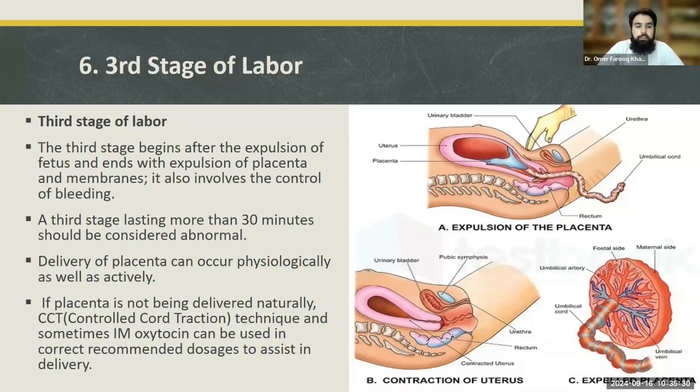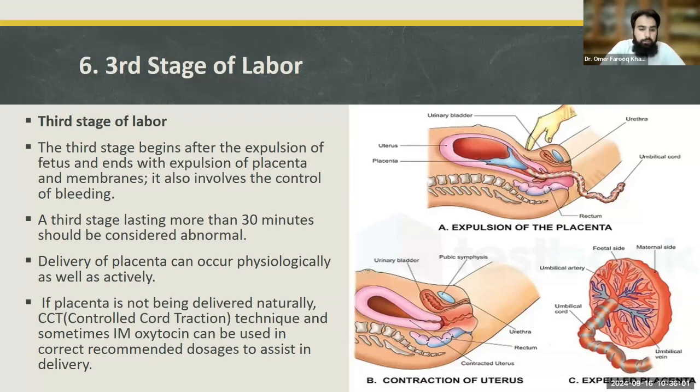A third stage lasting more than 30 minutes should be considered abnormal. After the birth of the baby, the placenta should be delivered within 30 minutes. The longest time for the delivery of the placenta should not be more than 1 hour. So the placenta should be delivered maximally within 1 hour of delivery of the baby. Delivery of the placenta can occur physiologically as well as actively.